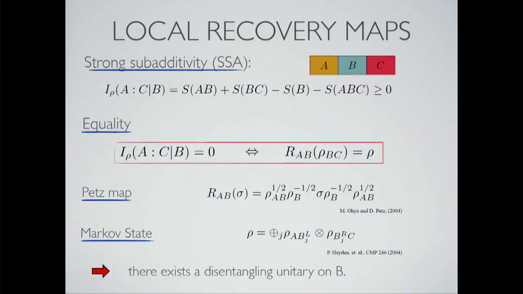And we also get that the state has a canonical form, meaning that it's unentangled. And there exists a disentangling unitary which only acts on B, which takes you not to this form, but to a form which is very similar.